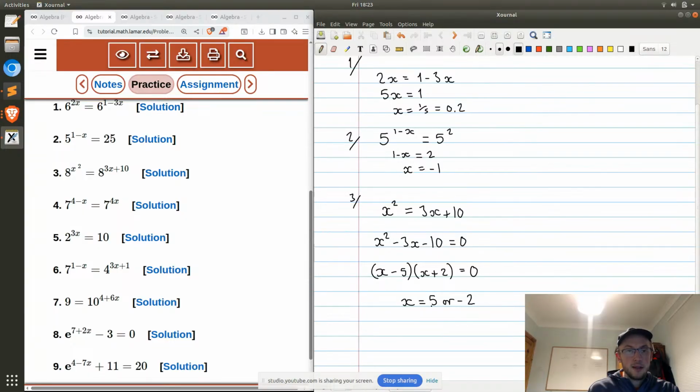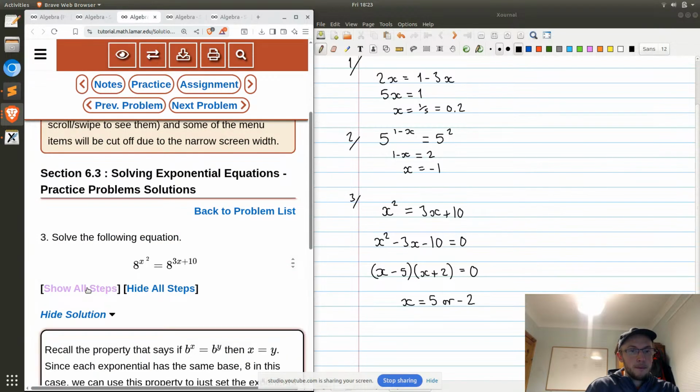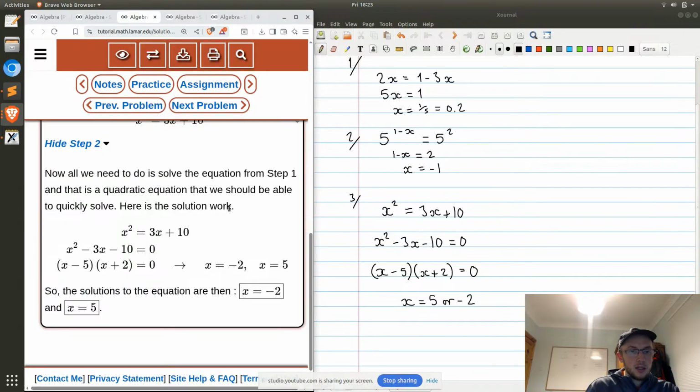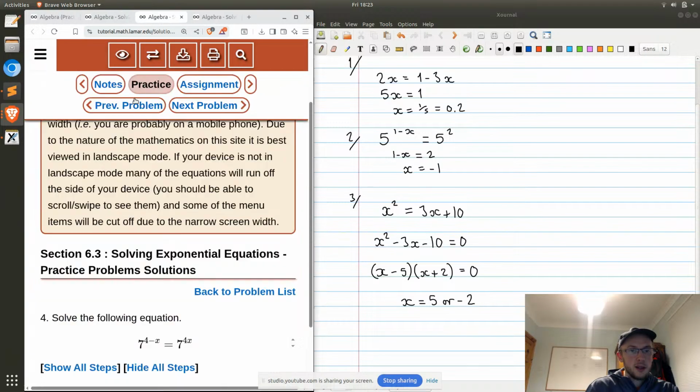And indeed, if you pick up these numbers and substitute them in, you'll see that that's true, because this will turn into 8 to the 25, and this will turn into 8 to the 25 as well. Whereas if I put in negative 2, this will turn into 8 to the 4, and this will turn into 8 to the 4 as well. So that's my answer to the third one. And you can see that's right. Those are the two solutions to that equation.